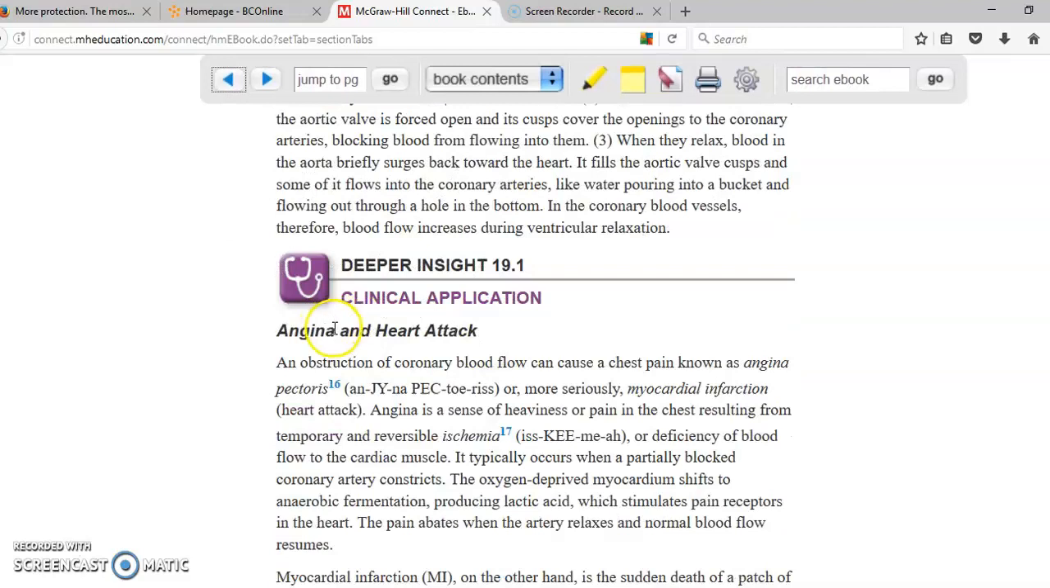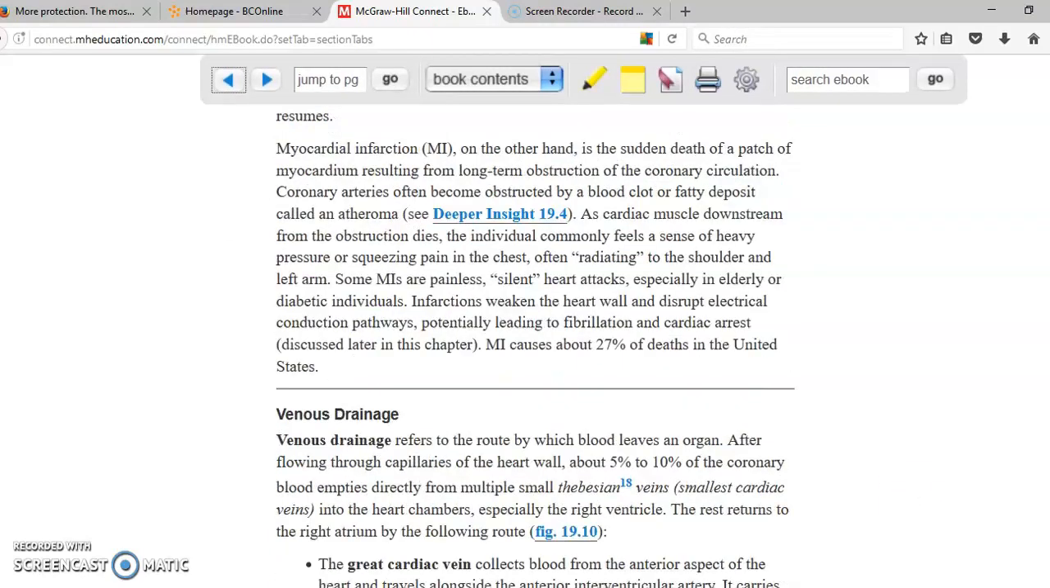Angina is pain that you get in your heart. A heart attack is the sudden death of an area of the myocardium due to an obstruction in coronary circulation.